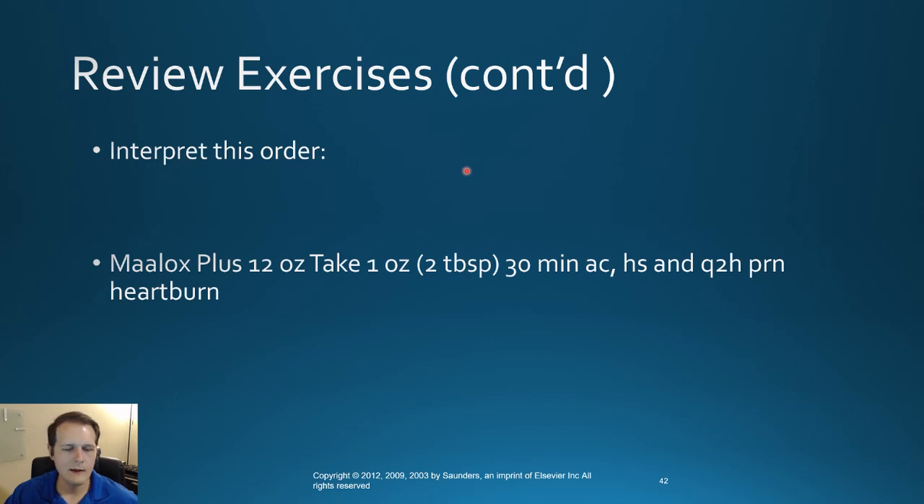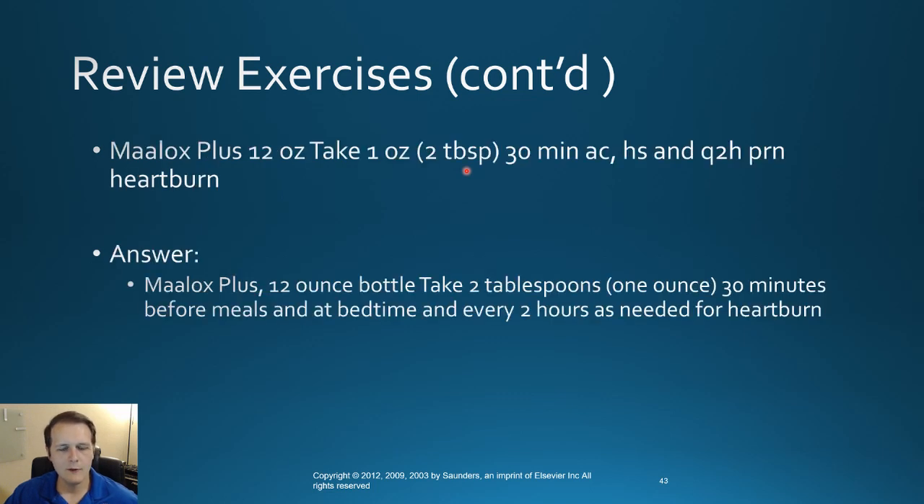Maalox Plus, this is actually an antacid preparation. 12 ounces, take 1 ounce, 2 tablespoons, 30 minutes AC, HS, and Q2 hours PRN heartburn. How do you interpret that? Basically, it's going to be Maalox Plus, dispense a 12-ounce bottle. You're taking 2 tablespoons, which is about 1 ounce. 1 ounce is 30 mLs, and a tablespoon is 15 mLs, so that makes sense. 30 minutes before meals and at bedtime, right? That's the HS part of that. So AC means before meals, HS means before bedtime, and then Q2H PRN is every 2 hours as needed for heartburn.